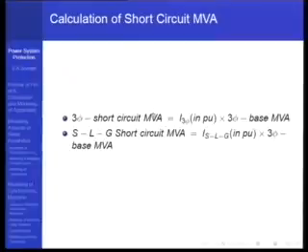Finally, three-phase short circuit MVA, that is how you usually talk of breaker ratings and so on. So that would be three-phase current in per unit into the three-phase MVA base. If it is an SLG fault, whatever is the fault current in per unit, multiply it by the three-phase MVA base, and that will give you the corresponding short circuit MVA.